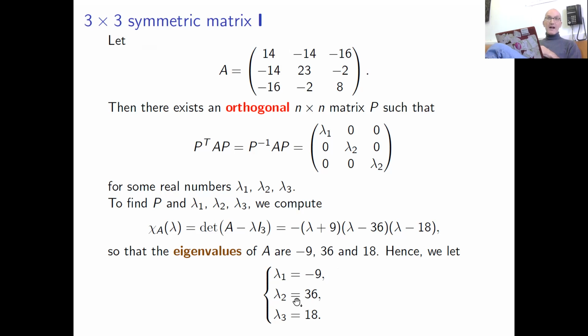And by the theorem on the previous slide, the theorem we proved earlier in this part of this lecture, these eigenvectors are going to be orthogonal to each other. So the only thing I have to do is just scale them to make them of length 1, and then I get my orthonormal basis consisting of eigenvectors of matrix A. That's it. Okay, let's do it for lambda 1 equal to minus 9.